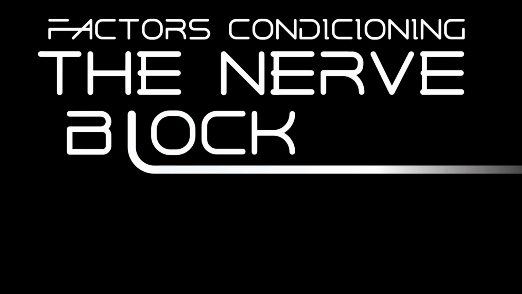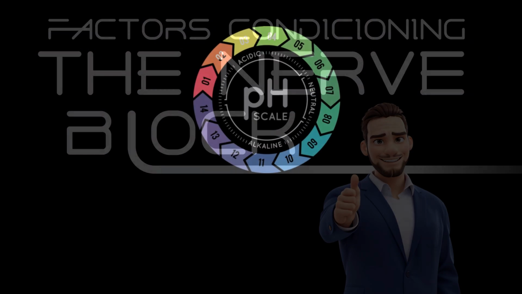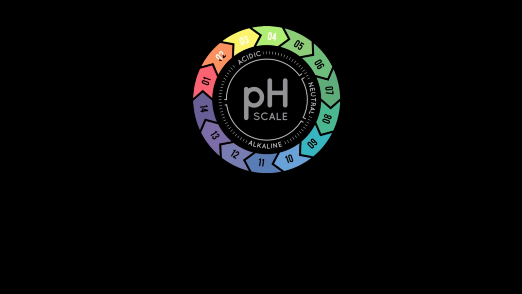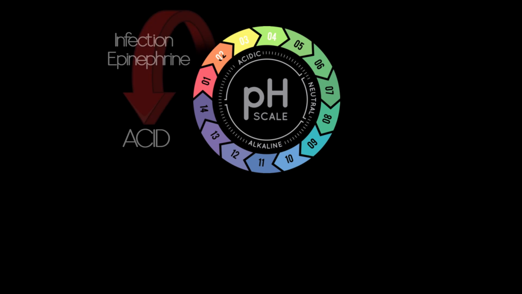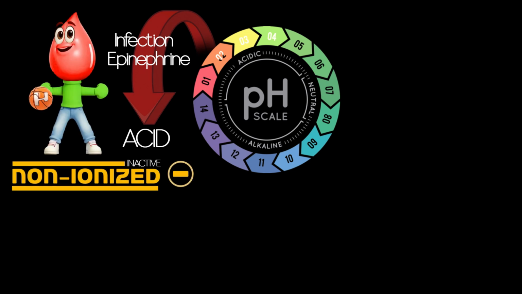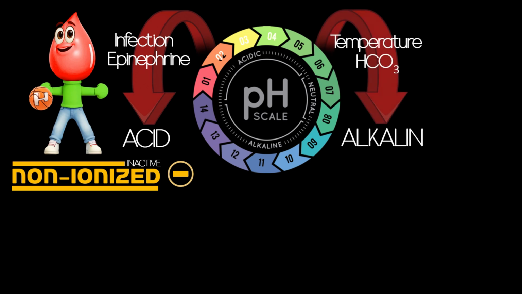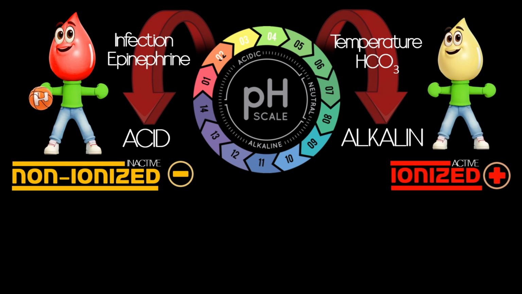What factors will condition the degree of nerve block? The pH of the medium in which the local anesthetic is injected will be a determining factor in its performance. In circumstances where the pH of the local anesthetic may be reduced, such as the administration of epinephrine or the presence of infection, the ionized form will predominate over the non-ionized form. Conversely, circumstances that could potentially alkalinize the medium, such as elevated temperature or the presence of bicarbonate, might result in a heightened abundance of the non-ionized form of the drug.